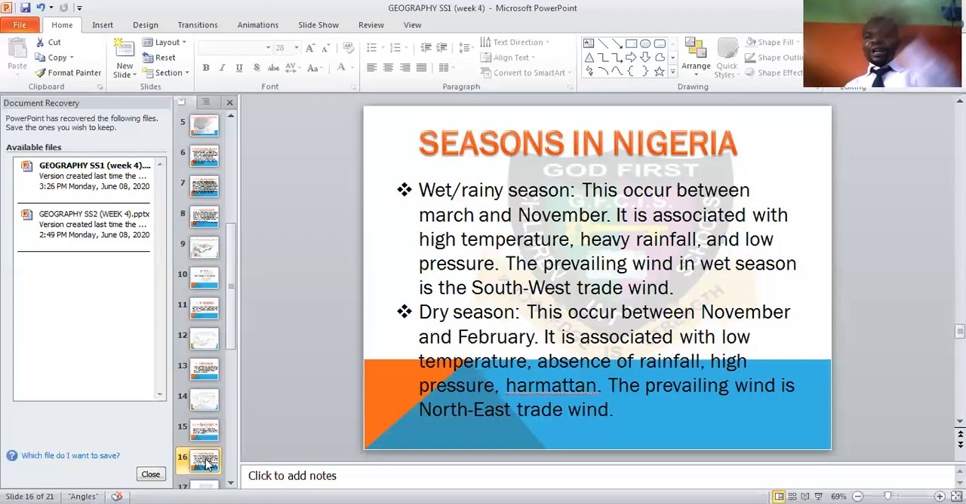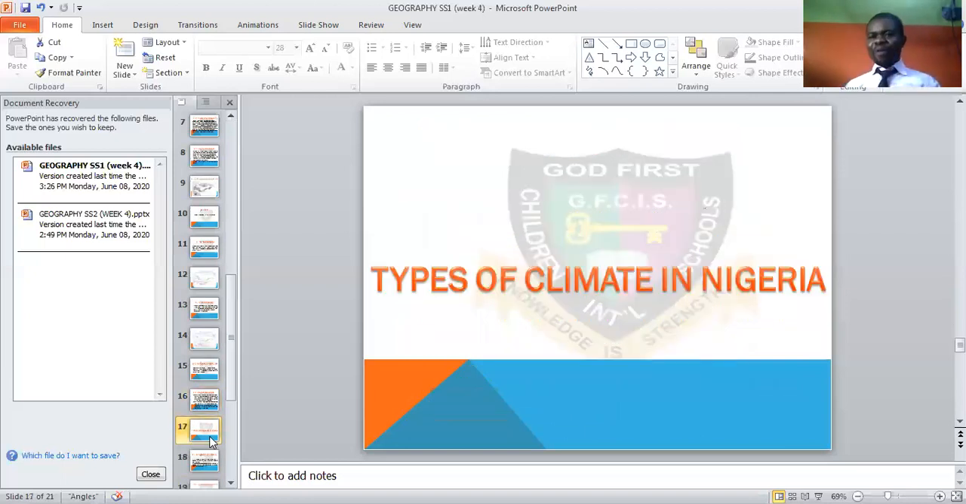The northeast trade wind is the prevailing wind that blows at that time, carrying harmattan with dust and cold. That is what we mean by it. These are the two types of seasons in Nigeria, with their characteristics also. Then the types of climate, we also need to look at it. Climate is the weather atmospheric condition of a place for a long period of time.